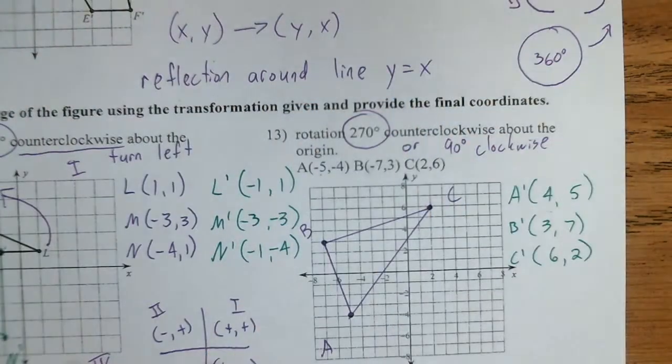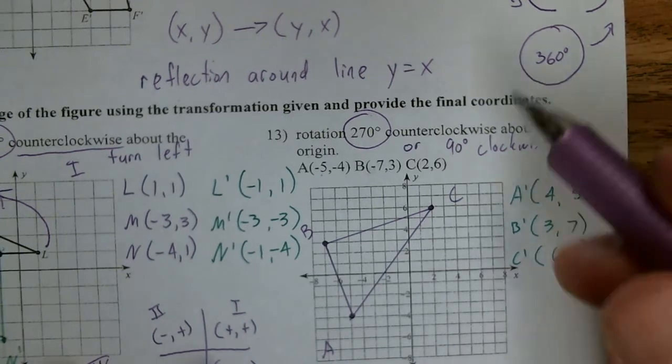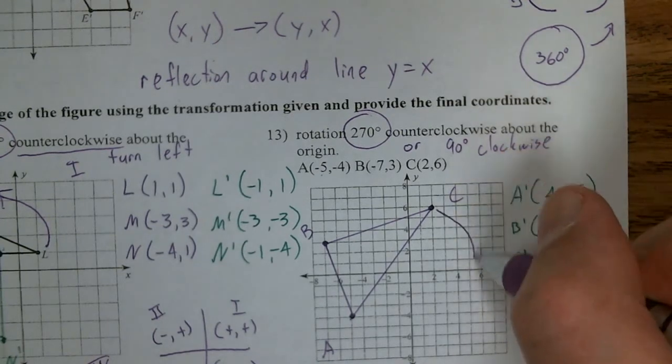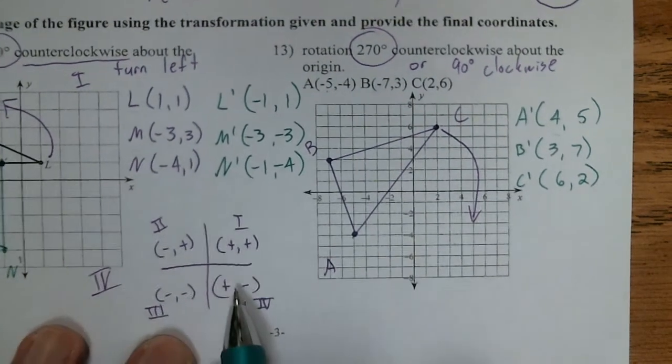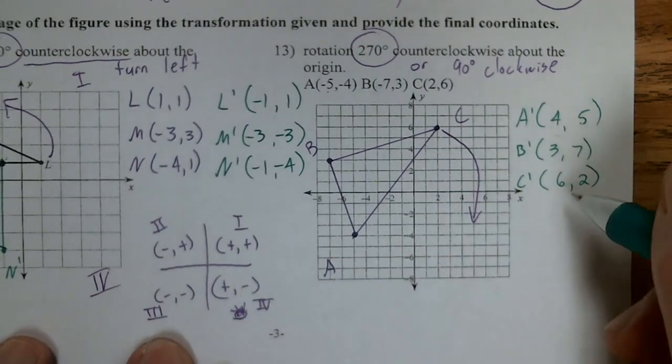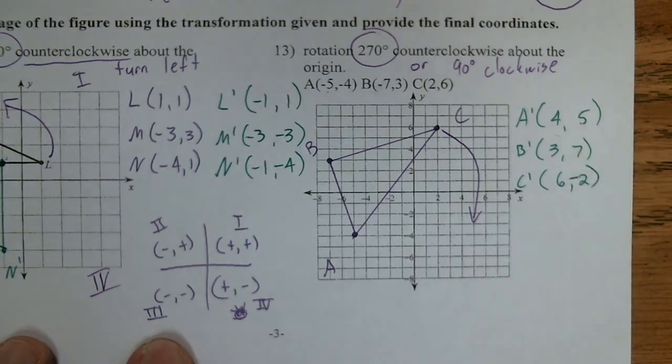All right, now we're turning 90 degrees clockwise. So I'm turning everything one quadrant to the right. Okay. So one quadrant to the right for C, that's going to put C down in quadrant number 4. Okay. And what are the signs of everything in quadrant 4? It's positive, negative. So positive 6, negative 2.